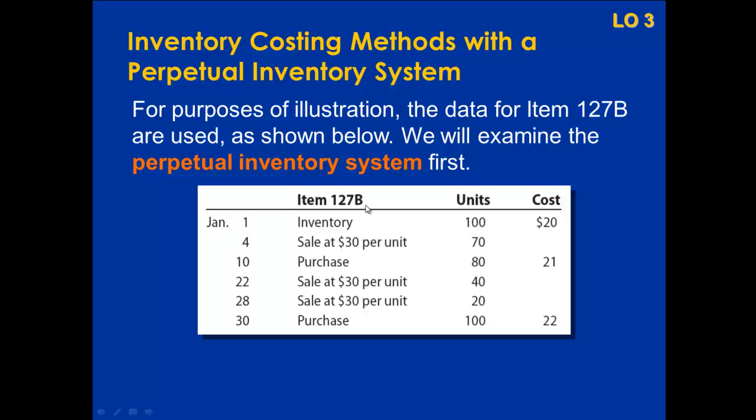We're going to start out with a beginning amount of 100 units that cost us $20. Then we're going to sell 70 of them. We're going to purchase 80 more at a different dollar unit cost at 21. Then we're going to sell 40, we're going to sell 20 more, and at the end we're going to purchase 100 more at $22 per unit. So we can see here that the unit cost is going to change. Let's take a look at how we would work a problem like this.